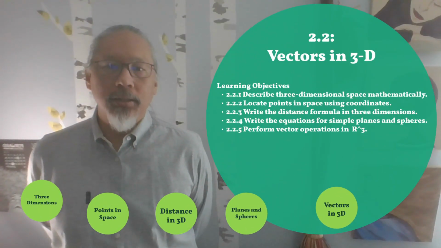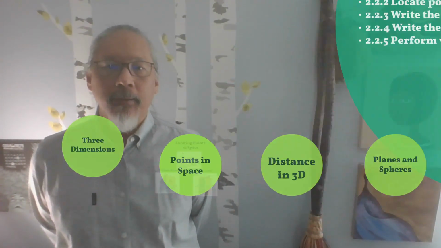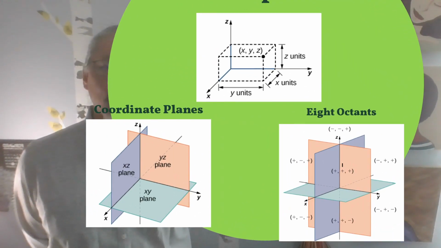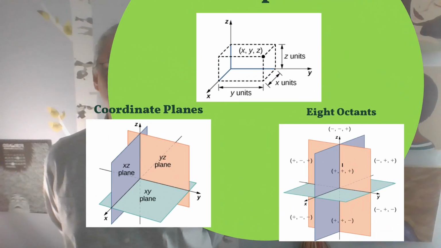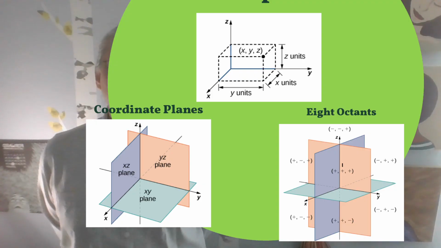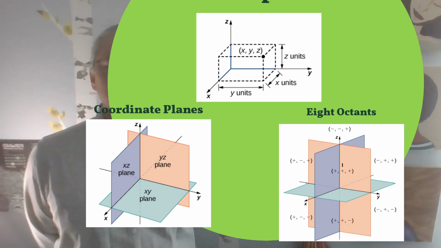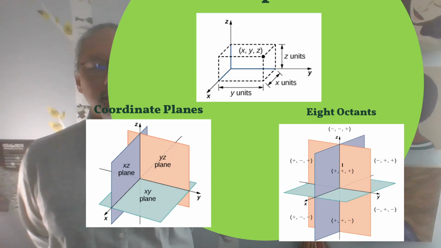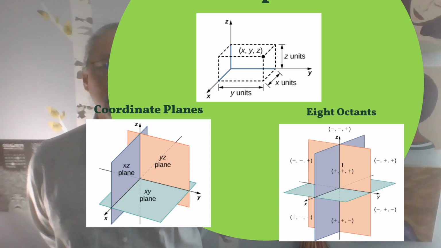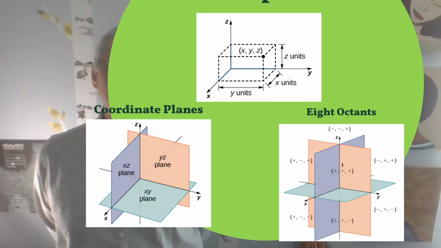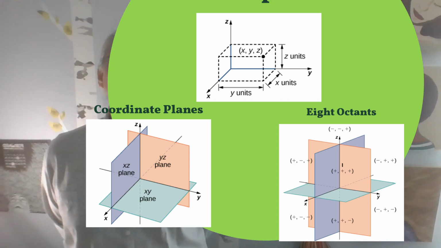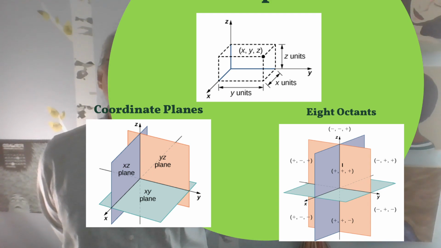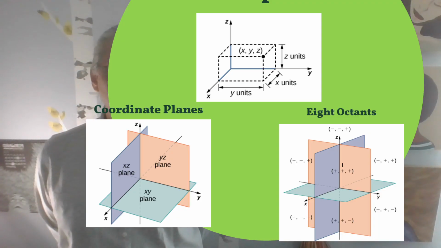And then we're going to take a look at some points in space. The points that we're going to look at will be an ordered triple instead of an ordered double, and it will have the x, the y, and the z components. The x will move along the x-axis, the positive or negative x-axis. The second number will move along the y-axis, and the third number will move up and down along the z-axis.